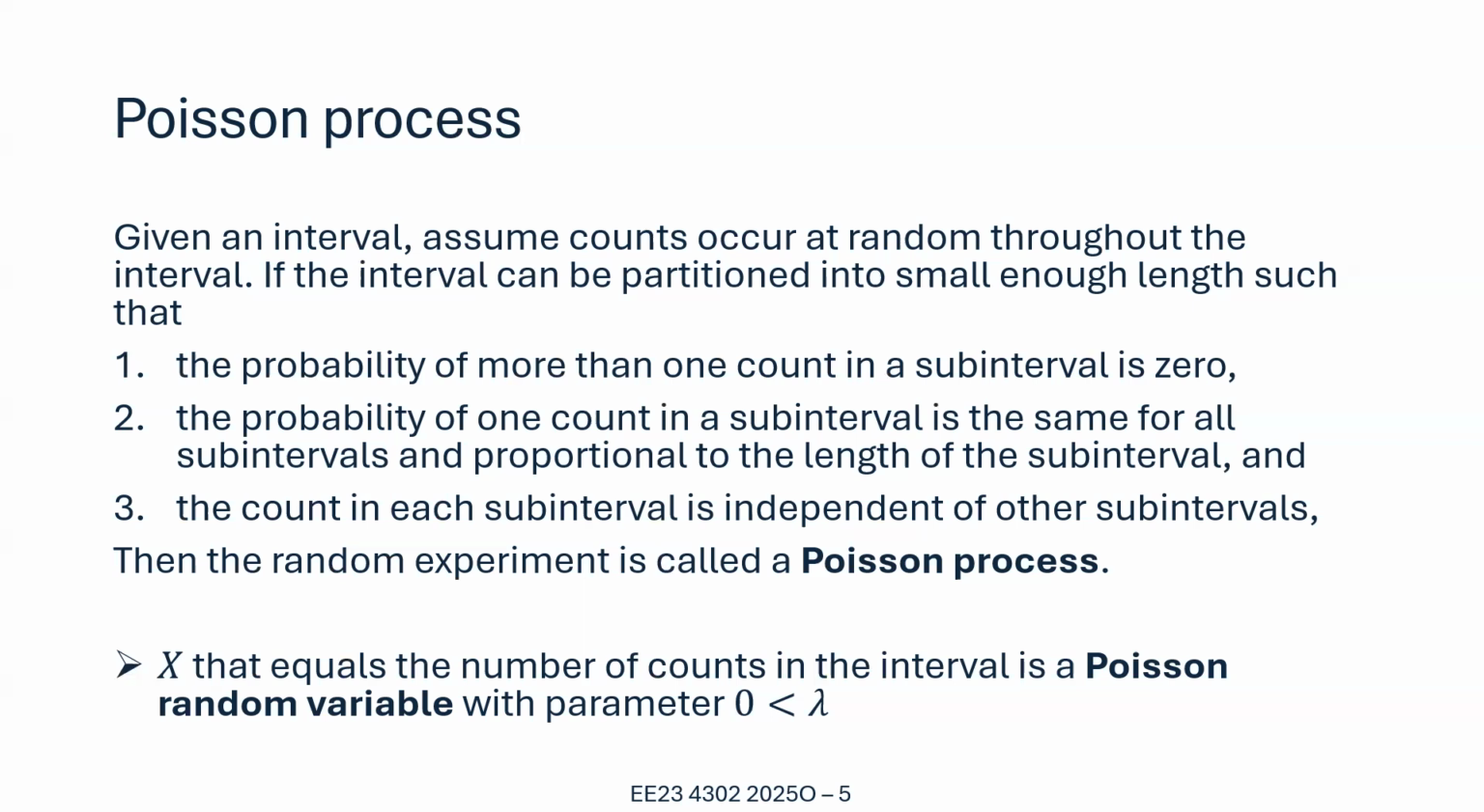And here x, the random variable that equals the number of counts, is called the Poisson random variable because it follows the Poisson model with parameter lambda. Lambda, later known as the mean, is positive.